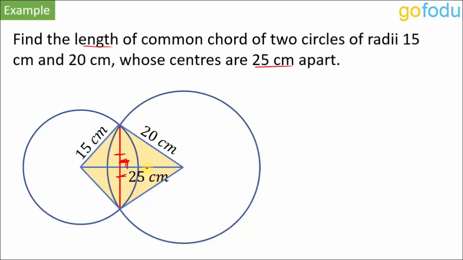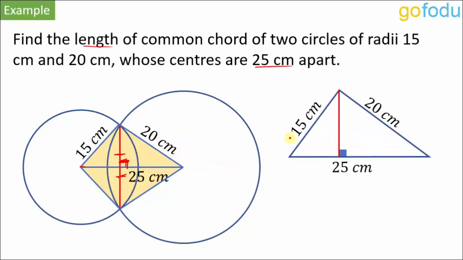Also, there are other ways to prove it. This whole figure is symmetrical about this line joining the centers. So whatever is above this line, the same is below this line. So for symmetry, this red line should be perpendicular. Alternate way is to prove these two triangles congruent and then proceed. So there are many ways to prove that this common chord will be perpendicular to the line joining the centers.